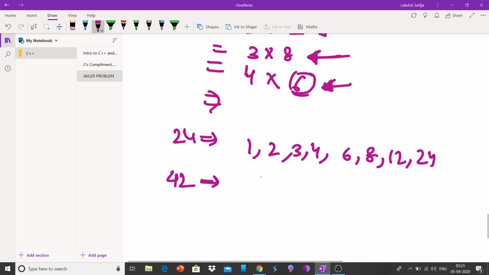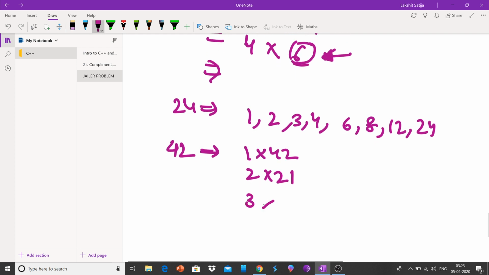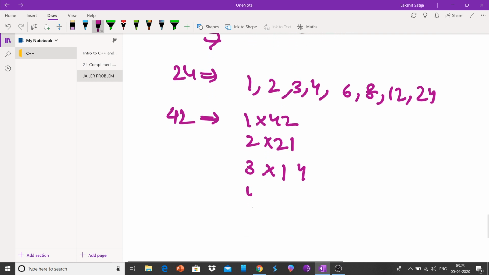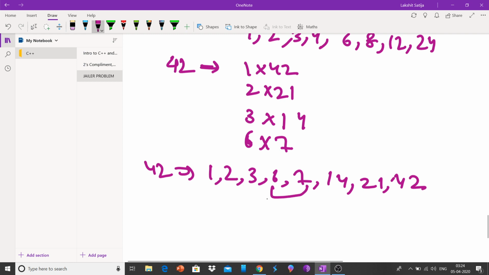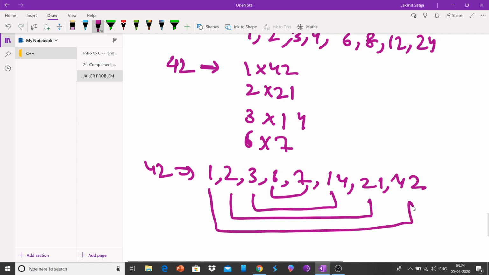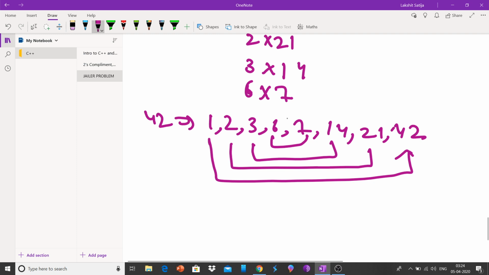Similarly, taking another number like 42. 42 can be written as 1 into 42, 2 into 21, 3 into 14. It is not divisible by 4, it is not divisible by 5, it is divisible by 6: 6 into 7, and the numbers end. So 42 has 1, 2, 3, 6, 7, 14, 21, 42. So the numbers exist in pairs: 6 and 7, 3 and 14, 2 and 21, 1 and 42. Another thing to notice is that they are symmetric with respect to the center, or you can say the square root.